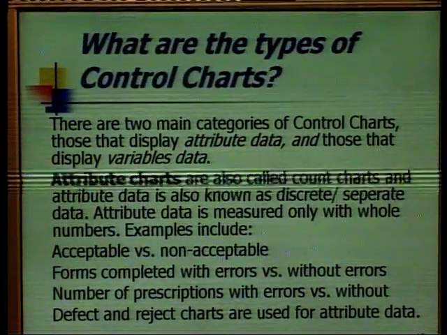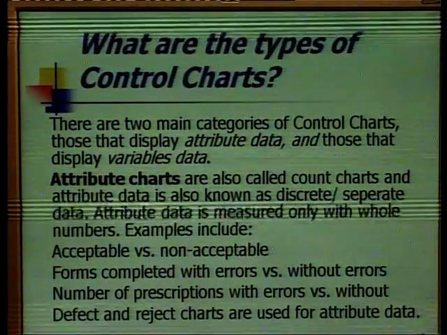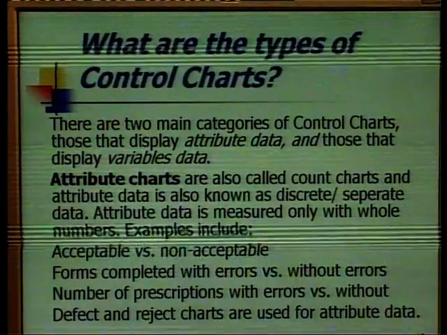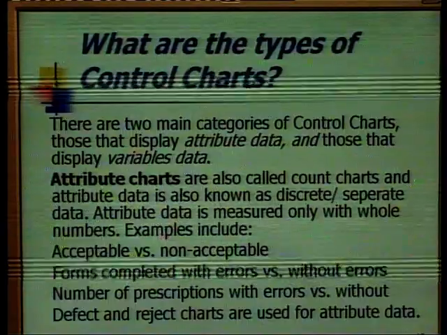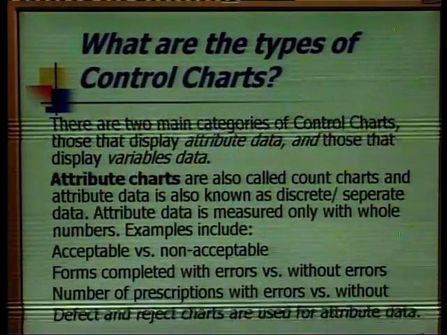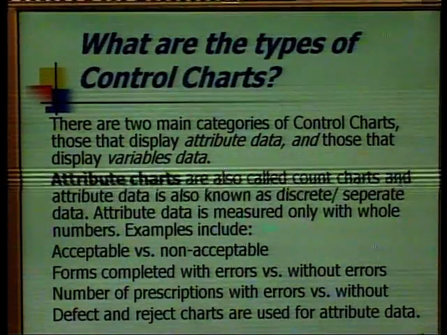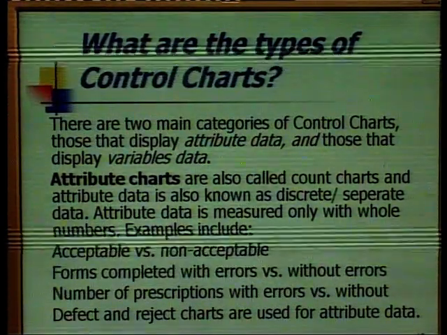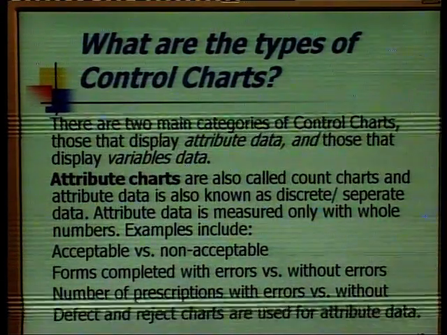Now, what are the types of control charts? There are two main categories of control charts: those that display attribute data and those that display variable data. First, we will discuss the attribute charts. Attribute charts are also known as count charts, and attribute data is also known as discrete or separate data. Attribute data is measured only with whole numbers. There are no fractions used in them.